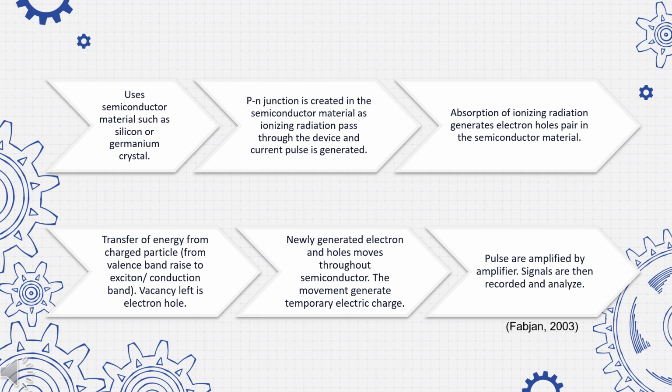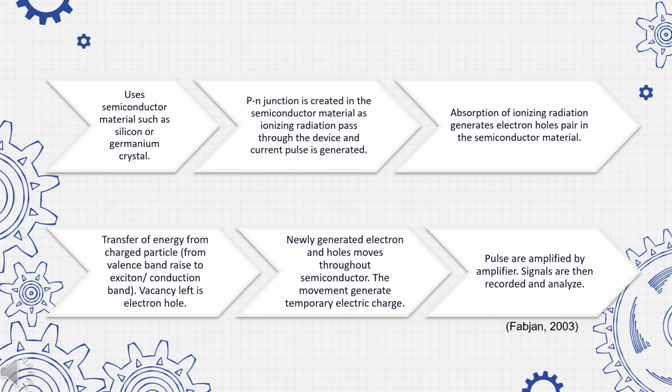pulse. The absorption of ionizing radiation will generate electron-hole pairs in the semiconductor. The transfer of energy from a charged particle or photon to the valence electron may raise it through the forbidden band to the excitation or conduction band. The vacancy left is known as an electron hole. The newly generated electrons and holes move through the semiconductor due to the existing electric field. The movement generates a temporary electric charge.